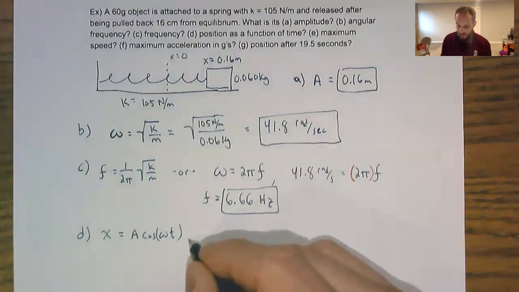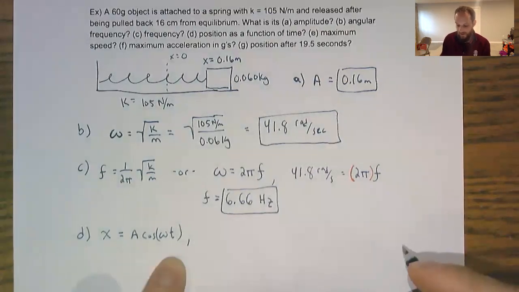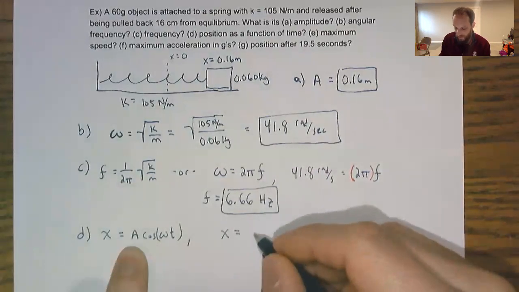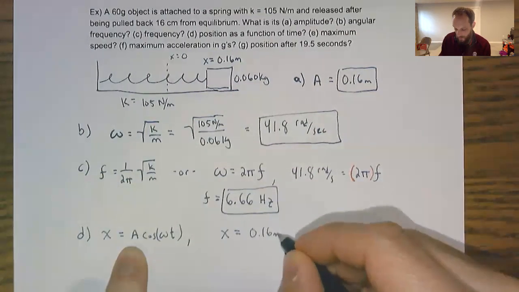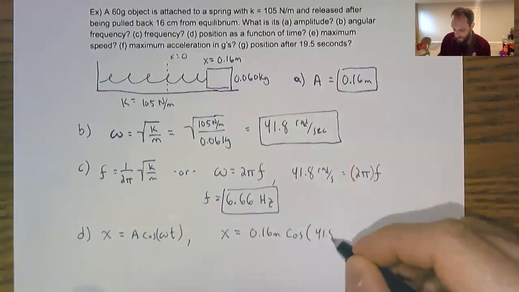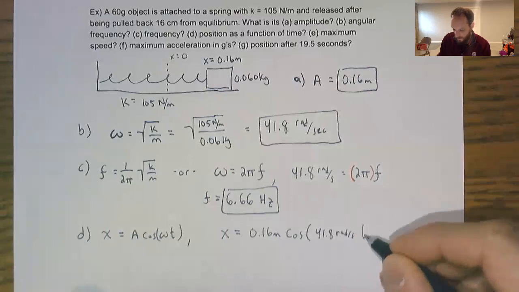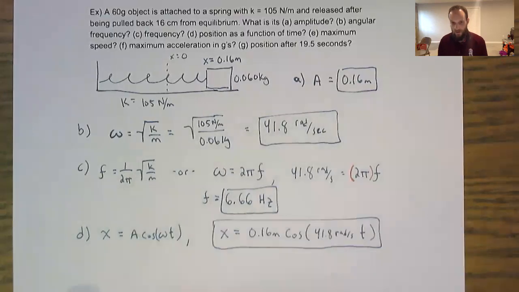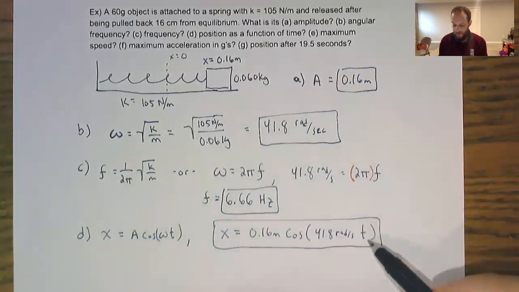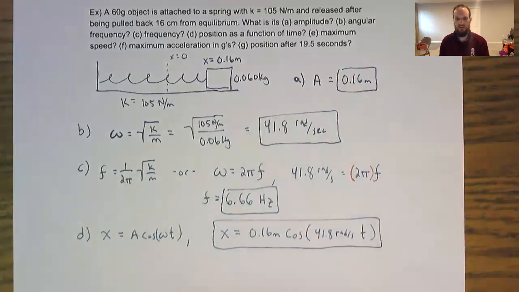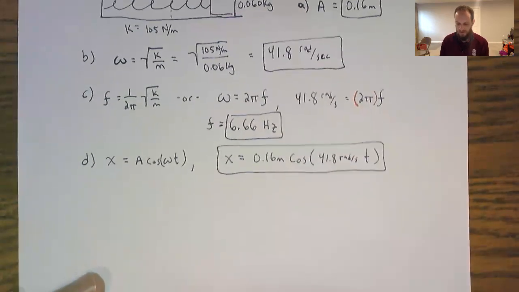So to give the answer to this question, position as a function of time, I just need to plug the numbers in. So A, I know to be 0.16 meters. So 0.16 meters times the cosine, and omega I know to be 41.8 radians per second, as a function of time. So here's my answer for part D. And what I could do with this now is I could plug in any time t and figure out where this thing is. I could plug in 3 years from now where this thing's going to be, as long as I do it in seconds, and I'll find its position at that moment. Assumes the friction doesn't slow it down, of course.